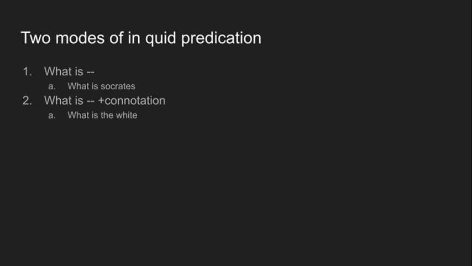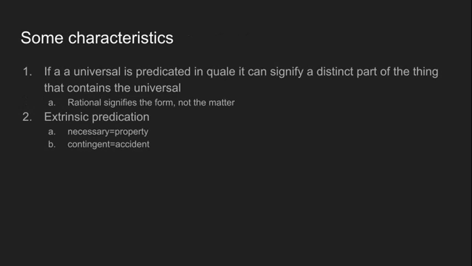Now we've got some characteristics. If a universal is predicated in quale, it can signify a distinct part of a thing that contains the universal. That would be like the rationality in the form, which is in the form and not in the matter. Or it could be extrinsic predication. So that would be one of the two kinds of accidents. One is a necessary accident, which is called a property, and one is a contingent accident, which is just called an accident. A necessary accident, an example of that would be risibility.